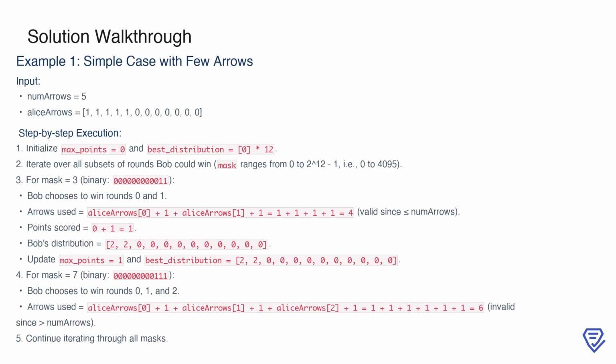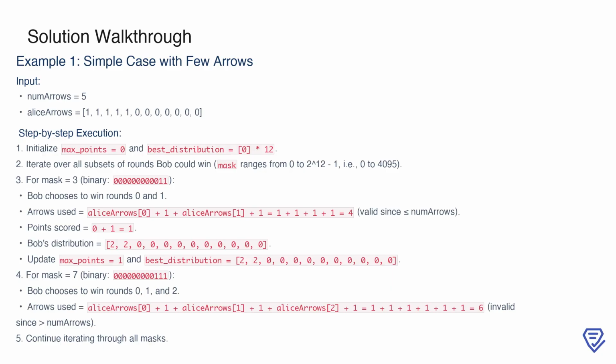For instance, when mask equals 3, its binary representation is 000000000011, meaning Bob is targeting rounds 0 and 1. In this scenario, the arrows required are calculated as Alice's arrows in those rounds plus 1 extra arrow for each round. For mask equals 3, the total arrows used are 4, which is valid since it does not exceed the total numArrows of 5. Bob scores 1 point, and his distribution becomes 2, 2, 0, 0, 0, 0, 0, 0, 0, 0, 0, 0. Therefore, we update max_points to 1 and save this distribution as the current best.